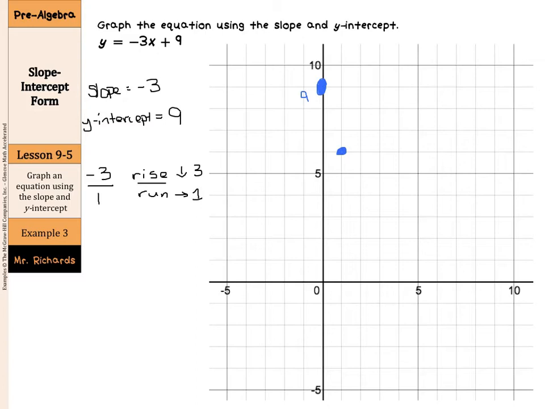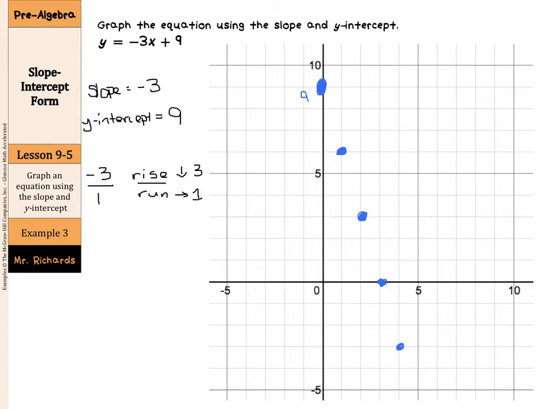And again, for the next point, we can go from the new point down 3, 1, 2, 3, and run to the right 1. From here, rise of negative 3 means down 1, 2, 3, and run 1. And we might as well just go one more just to make sure. Down 1, 2, 3, and run 1.